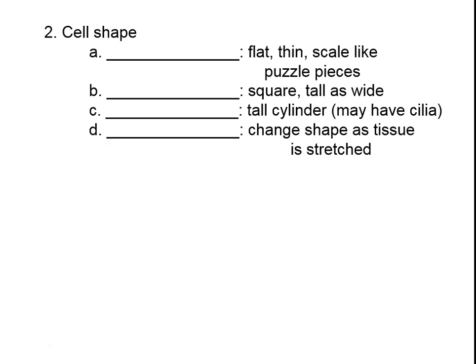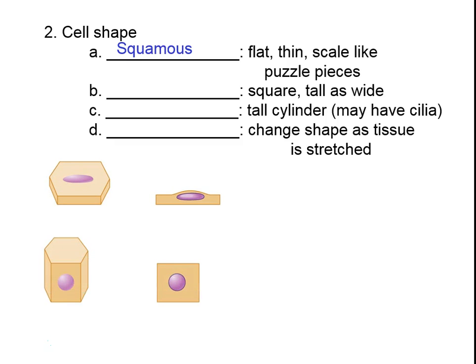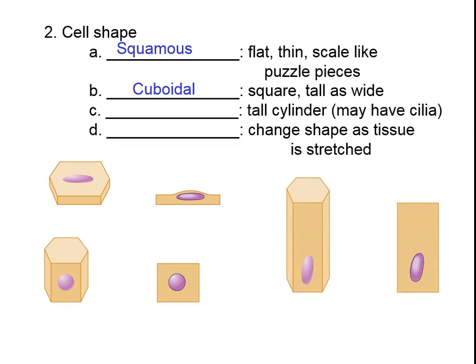So what are the shapes of cells? Well, if we have a cell that's short and squatty, it's squamous. They kind of fit together like puzzle pieces. If you have one that's about as tall as it is wide, like a cube, it's cuboidal. If you have one that's taller than it is wide, like the column on the front of a porch, it's columnar.